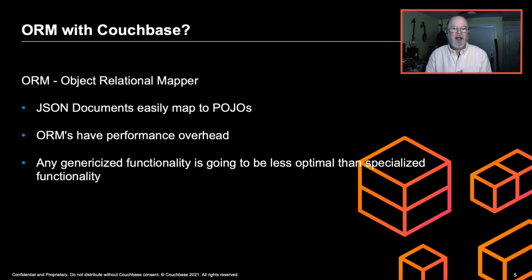Second, ORMs have performance overhead. They're going to slow down your database interaction just by the nature of it. Any genericized functionality is going to be less optimal than specialized functionality. And let's be honest, this is something that drives a lot of my associates, myself included, in our professional services team nuts, because one of our goals is to optimize your database interaction from your application, and we want to get the utmost performance out of there. But because the ORM has some performance overhead, we're already being handicapped there. So there's only so much we're going to be able to do to optimize that.